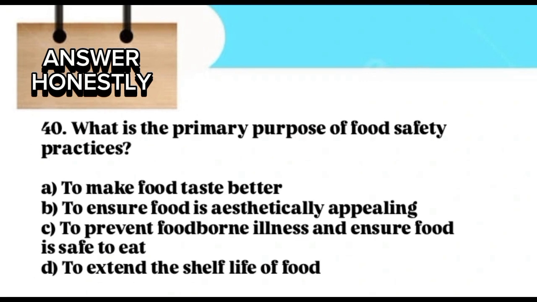What is the primary purpose of food safety practices? A. To make food taste better. B. To ensure food is aesthetically appealing. C. To prevent foodborne illness and ensure food is safe to eat. Or D. To extend the shelf life of food.